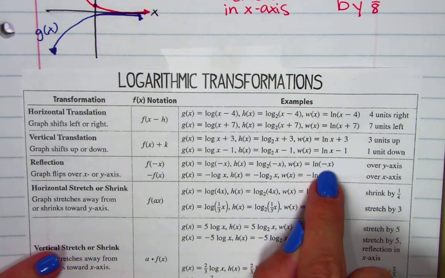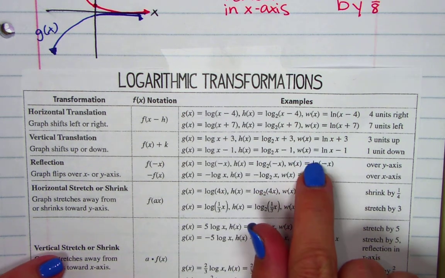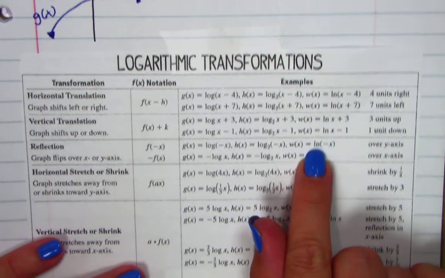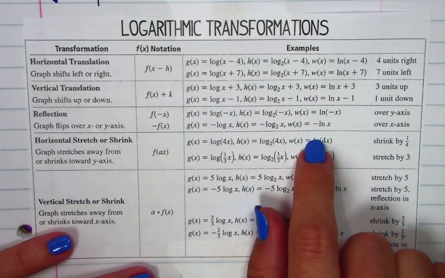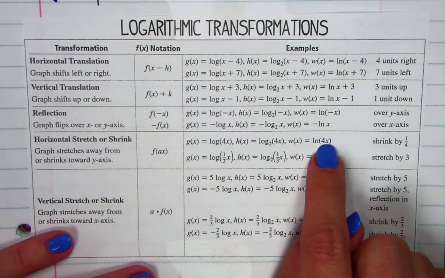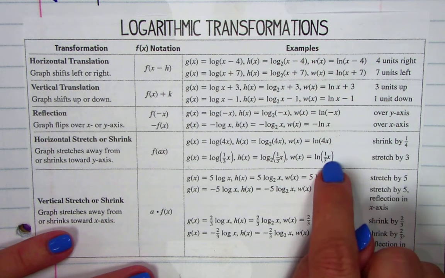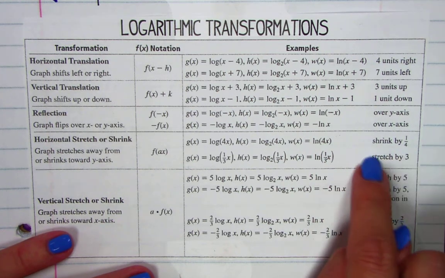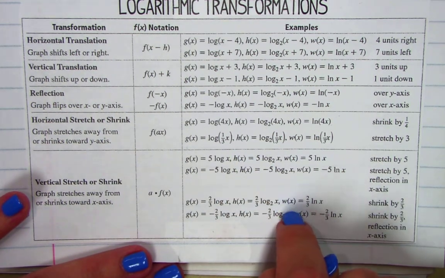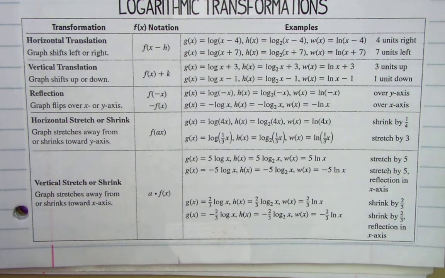Okay, reflection on the y-axis is inside the parentheses, just in front of the x. And in the x-axis is out front, like we're used to seeing. Right? Horizontal stretch or shrink and horizontal translation are both inside the parentheses. And just like before, if it's a whole number, you've got to get the reciprocal, it becomes a shrink. A fraction, get the reciprocal, it becomes a stretch. And vertical will be a number out front. Stretch is a whole number, shrink is a fraction, you don't have to change it.